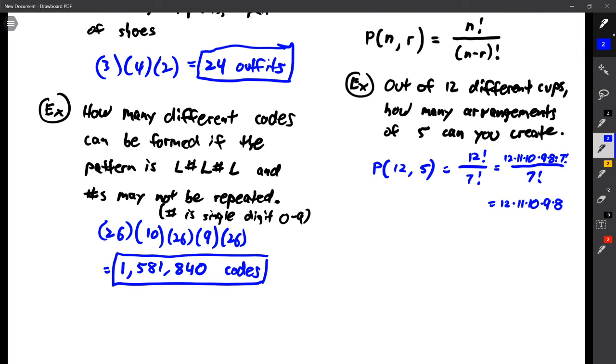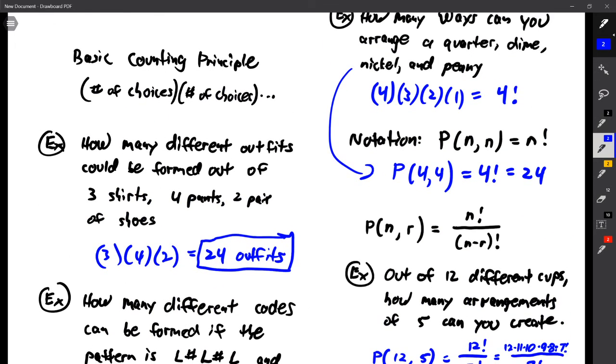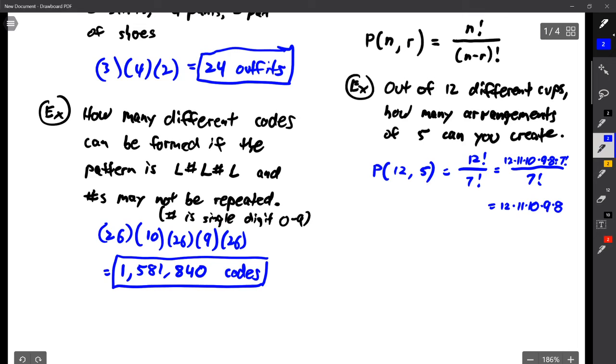Now notice it's the same thing as if you use the basic counting principle up here in the top left, where you just said, okay, for the first spot, how many options do I have? I have 12. For spot 2, I have 11. Spot 3, I have 10 choices. Spot 4, 9 choices. Spot 5, 8 choices. And fill it up like that.